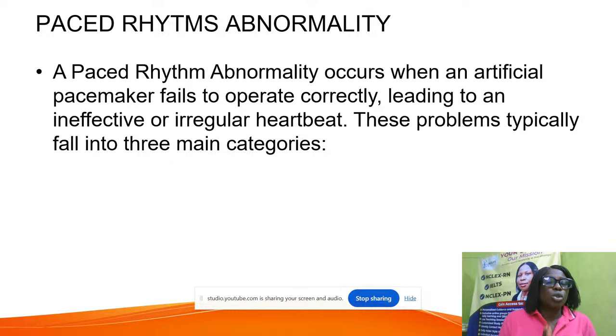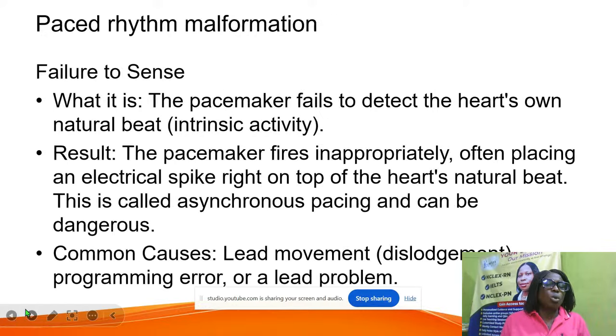Okay. So the three problems that could occur with paced rhythm: one is failure to sense, the second is failure to pace, and the third one is failure to capture. Failure to sense, failure to pace, failure to capture.